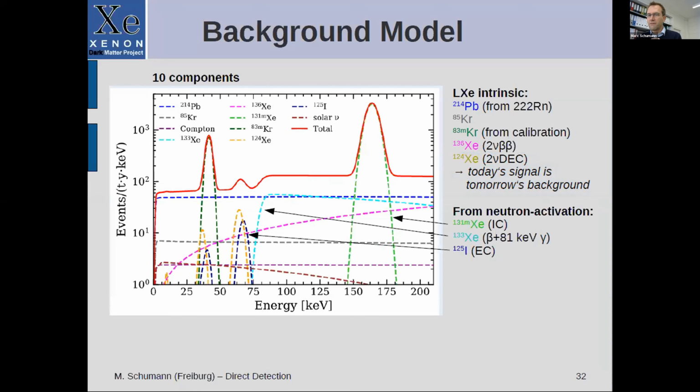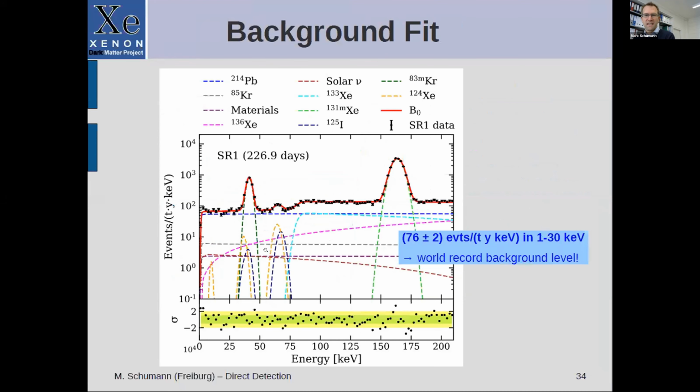They come from neutron activation, from calibration sources, but also from background. And we have detector materials and solar neutrinos in our background model. Now we take this 10-component background model and fit the data, and it agrees very, very nicely with our data. It's an unbinned profile likelihood fit. And the result in that region here is that we have a background level of 76 events per ton year in keV. This is the lowest background ever achieved in this energy range.